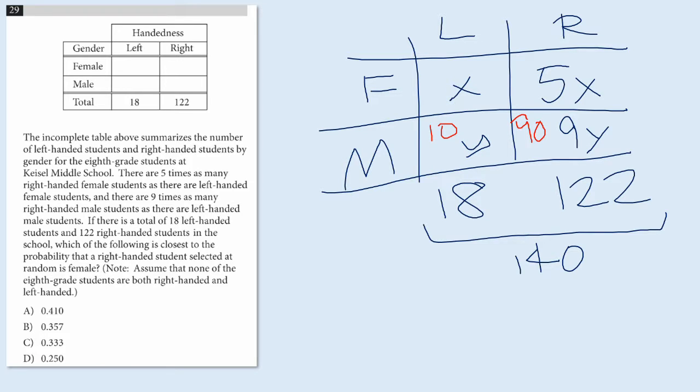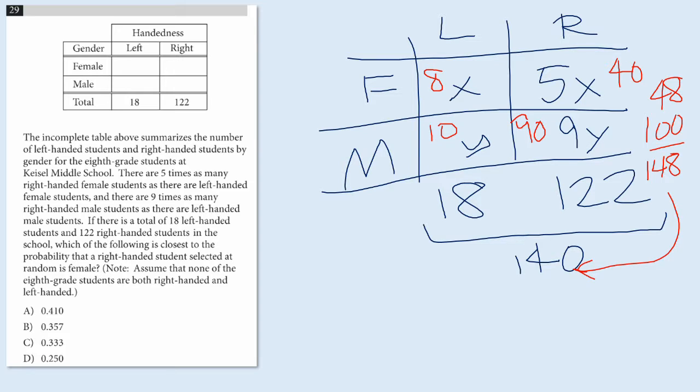Well, if y is 10 and x plus y equals 18, that means that x would be 8. And then 5x would be 40. So let's look at what our totals are. I have 48 and I have 100. So that gives me 148. How does that compare to 140?